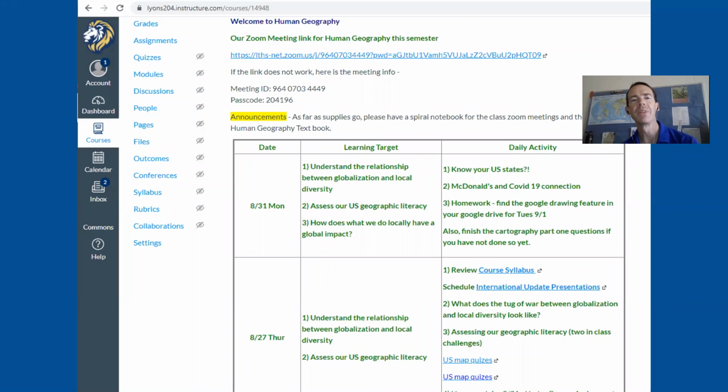Here's an example of what the Canvas page looks like, where I've got it arranged by date. The most recent course date is listed in the first row, preceded by dates of the past. Learning targets and daily activities are linked in there as well.